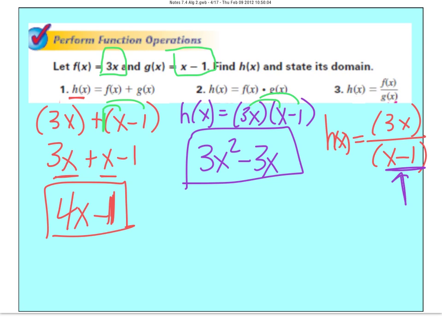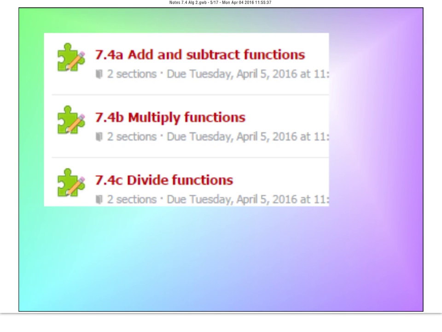And that is going to lead us on into the homework. The 3 learning objectives on Schoology are A, B, and C, and you can go ahead and work on those now.